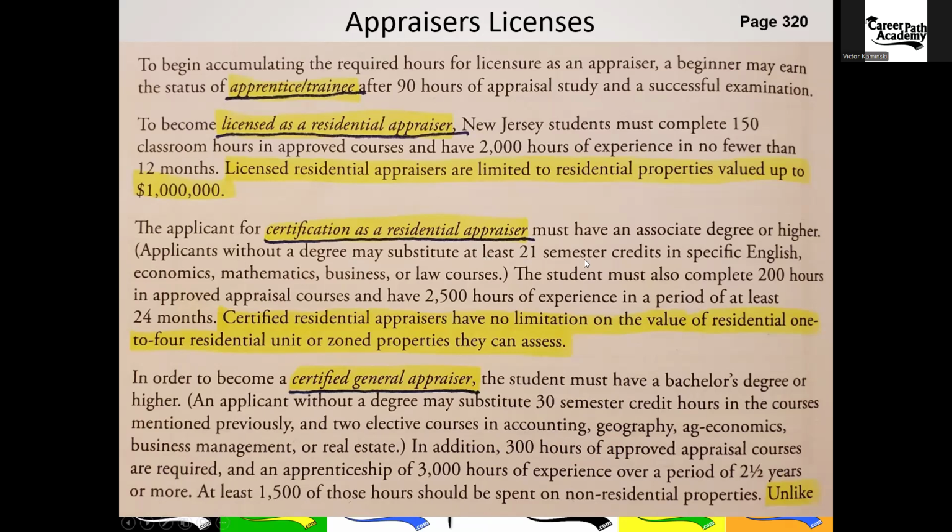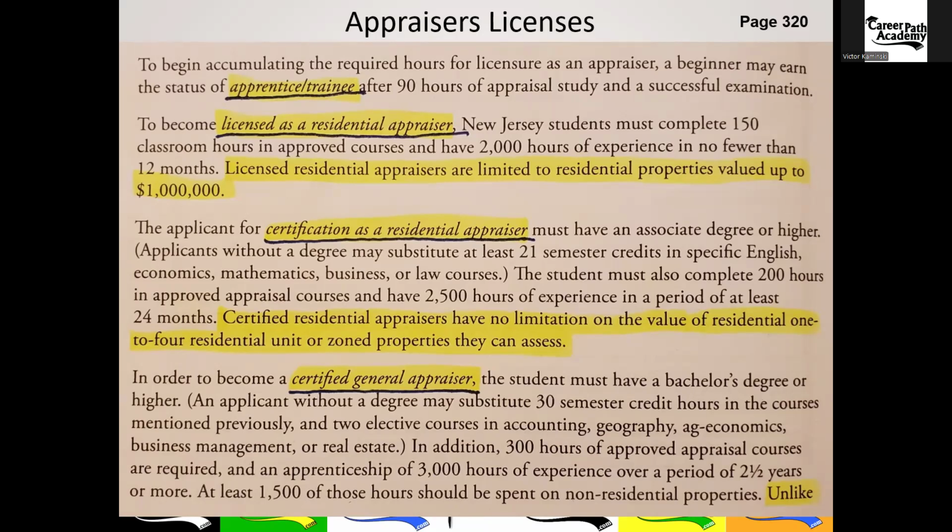Or you could substitute that with 21 semester credits in English, economics, math, business, or law. The students must also complete 200 hours in approved appraisal courses and have 2,500 hours of experience in a period of at least 24 months. Then certified residential appraisers have no limitation on the value of the properties they can appraise for residential 1 to 4 family zone properties. Now, can certified residential appraisers appraise commercial property at all? Only under the supervision of a certified general appraiser.